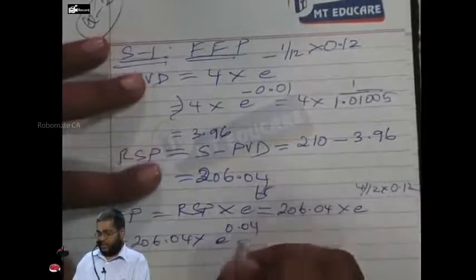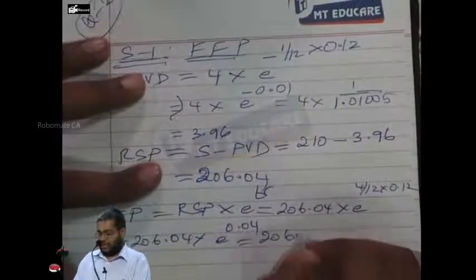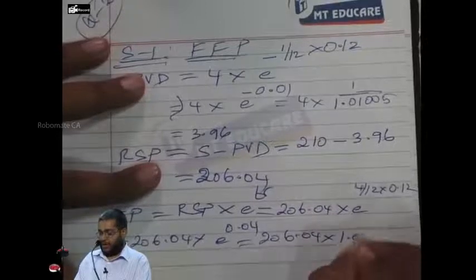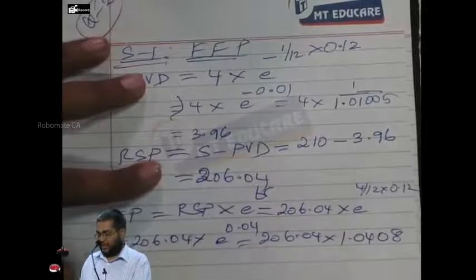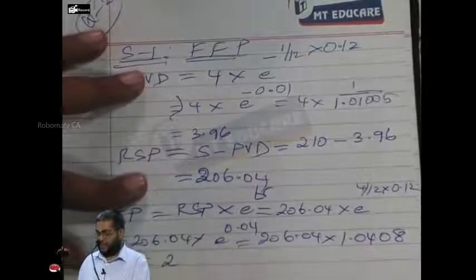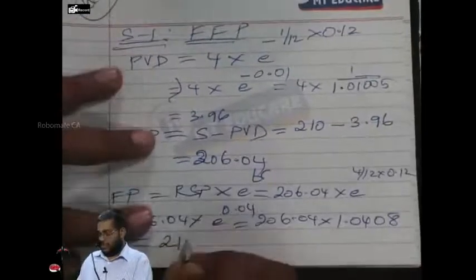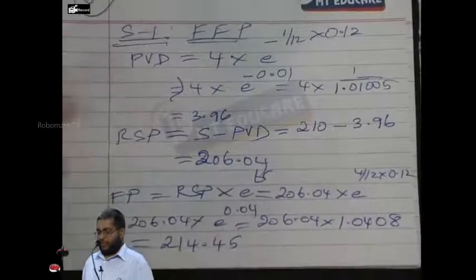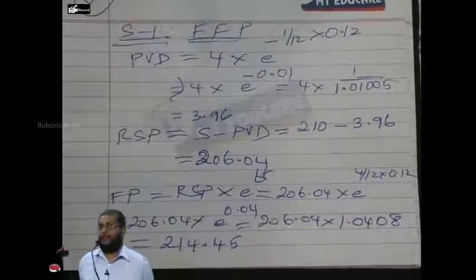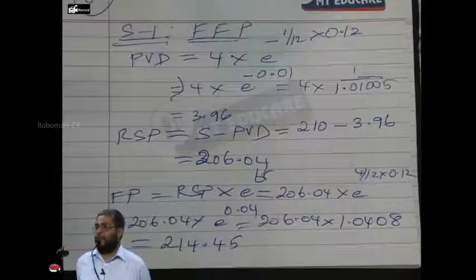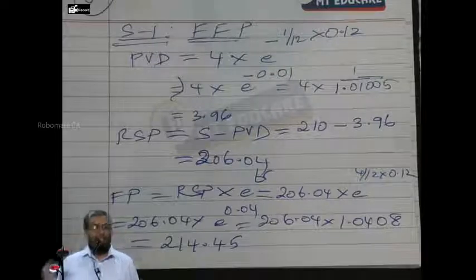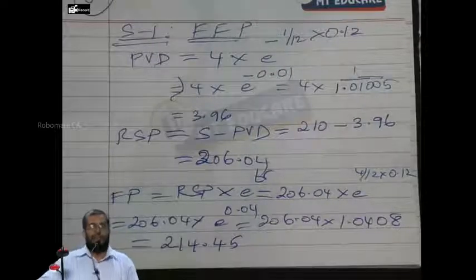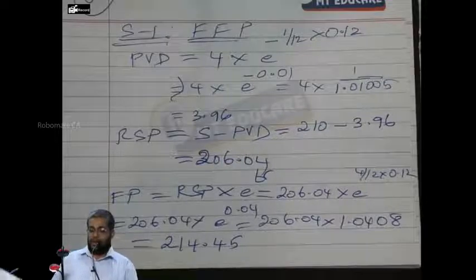Now it is equal to 206.04 into 1.0408. What is the number here? 214.45. The fair futures price should be how much here? 214.45. This is the price at which the Reliance share should be trading. Yes or no?